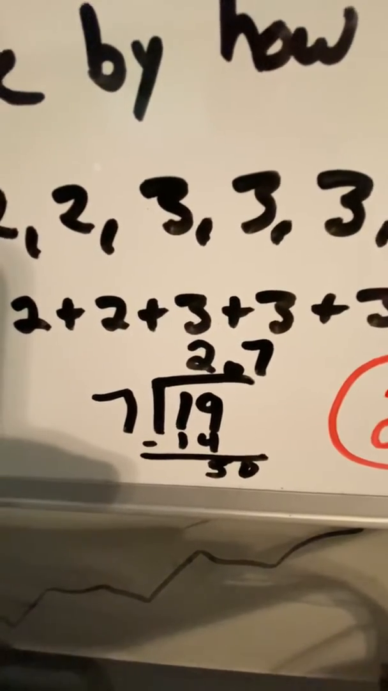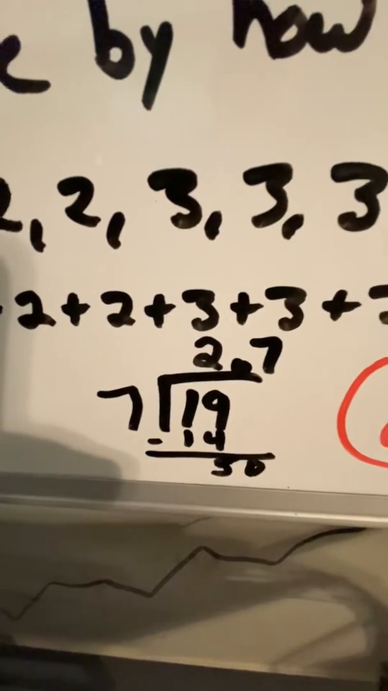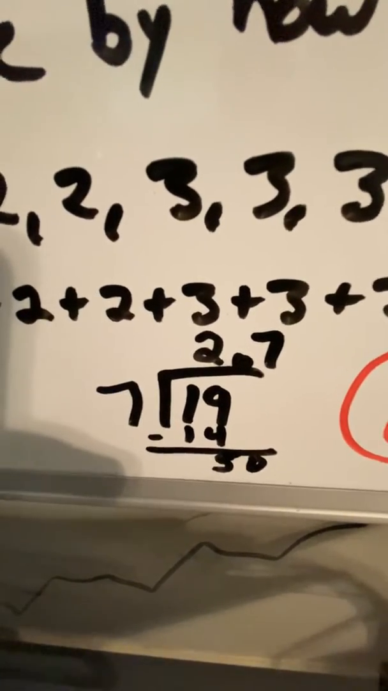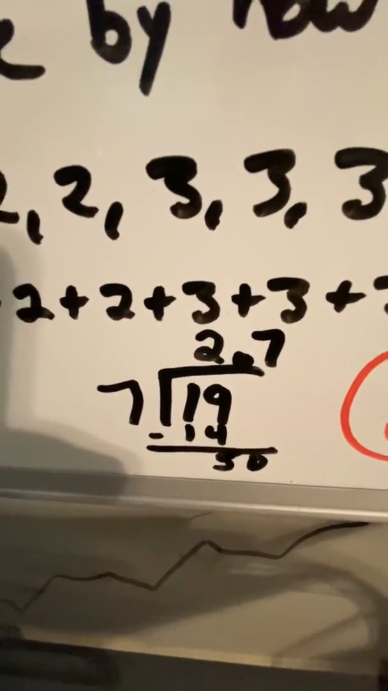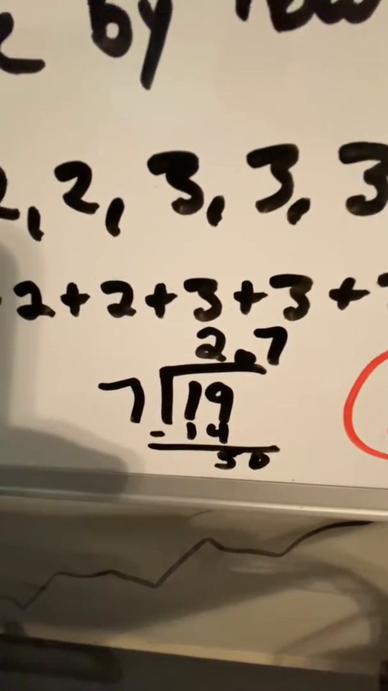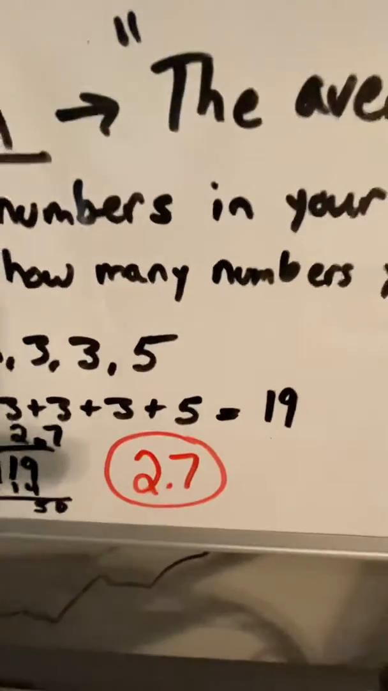So 19 divided by 7 is 2. Of course, we get 14. We subtract, and we get 5. We have to put our decimal to get into the tenths place, and we get 2.7. So the mean for this data would be 2.7.